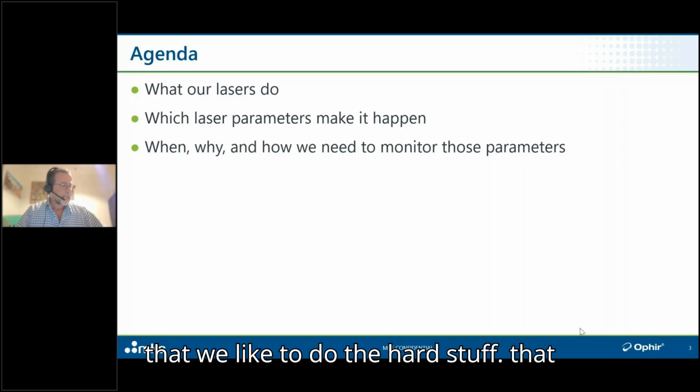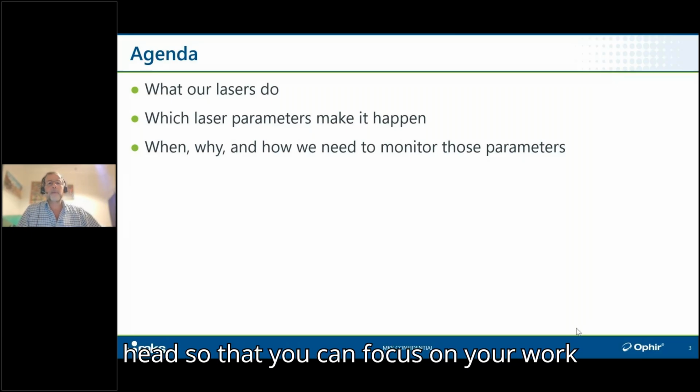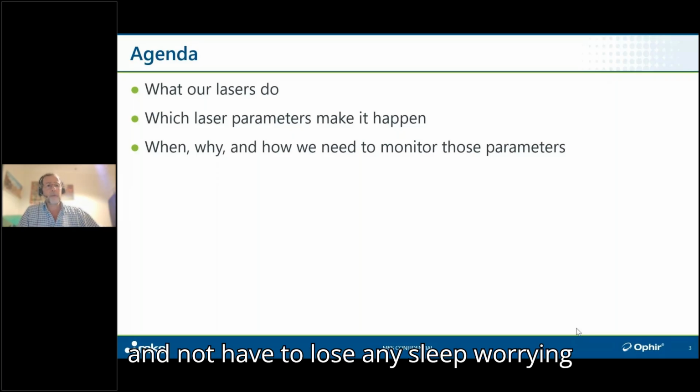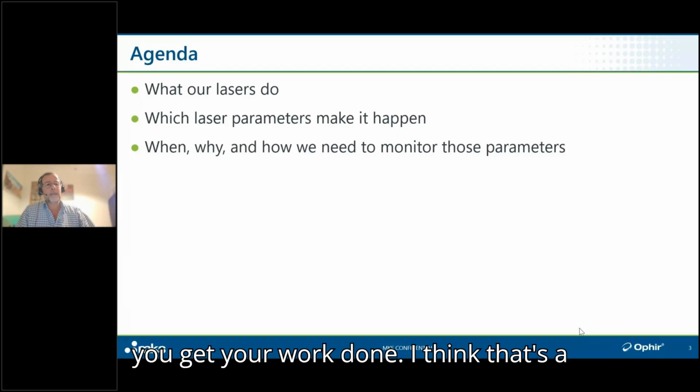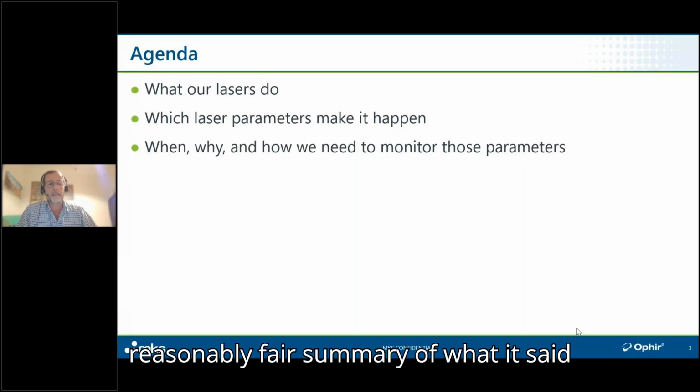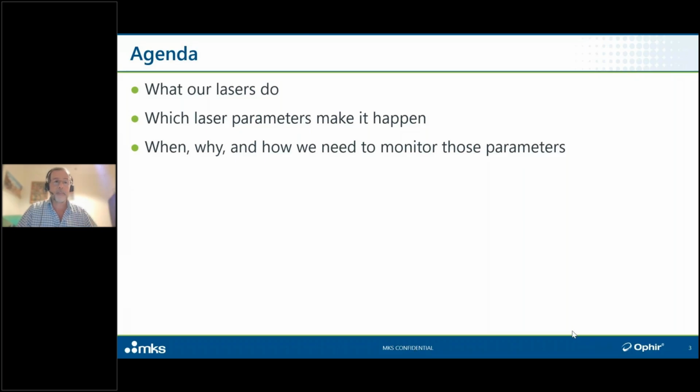I've done what I could to keep the information as generic as possible so that it would be as helpful as possible to as many of you as possible. When I show you actual examples of real instruments, you can appreciate that those will be Ophir instruments, because obviously those are the ones that I'm able to talk about.